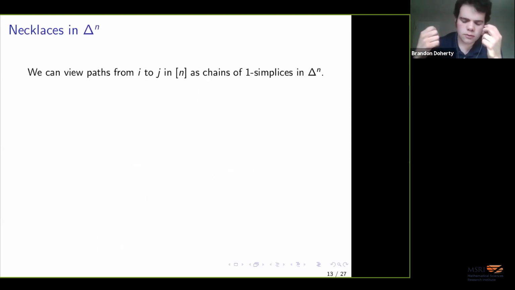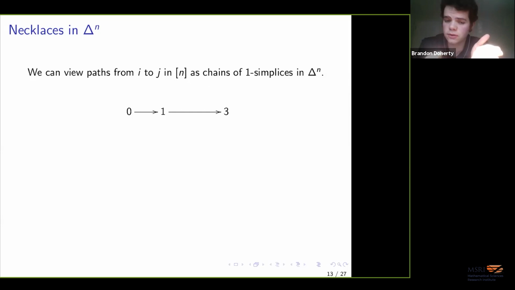So we've been describing this in terms of paths in these posets, but an equivalent way to look at those would be as chains of 1 simplices in the nerve of those posets, in other words, in delta n, or in other words, as necklaces whose beads are all one-dimensional. So for instance, the path 0, 1, 3, we can view as this necklace where we have the edge from 0 to 1, and then the edge from 1 to 3.